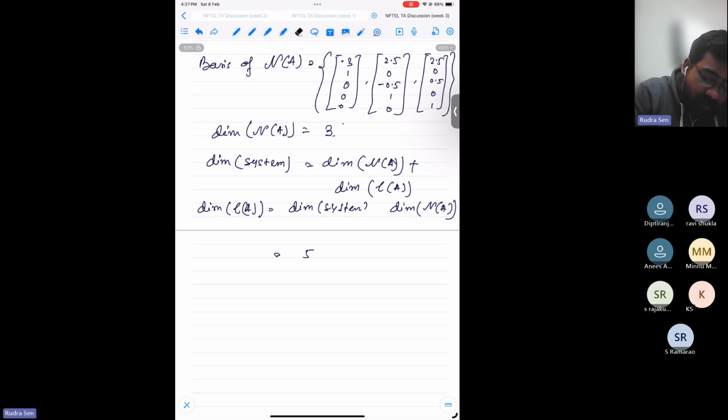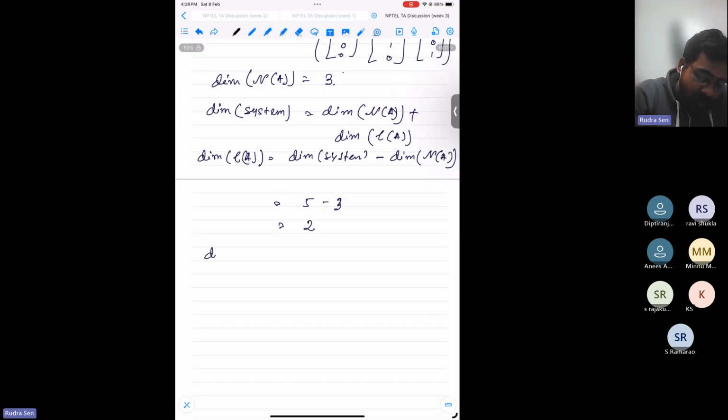Sorry, this should be minus. The number of variables is 5, the dimension of the null space is 3, so the dimension of the column space is 2. So the dimension of the column space is equal to the rank of matrix A, which is 2.